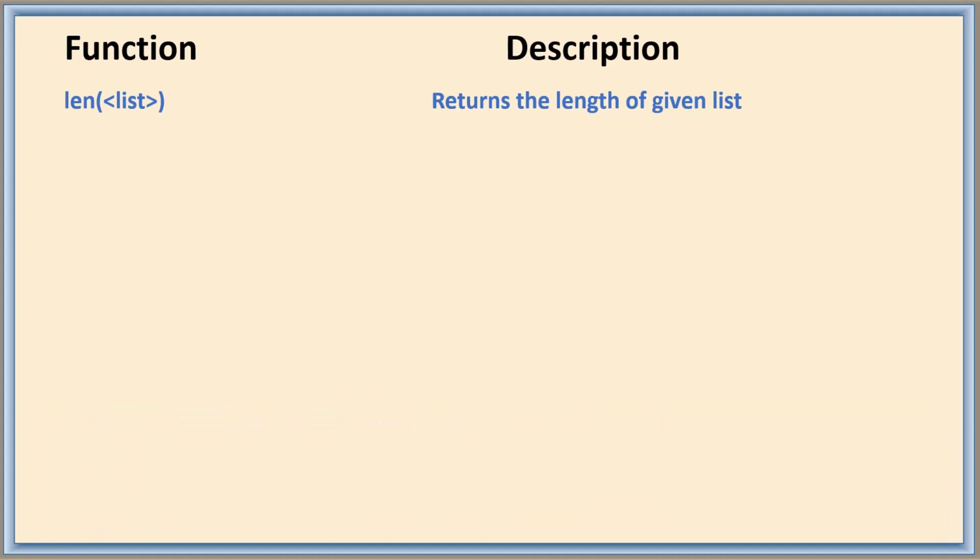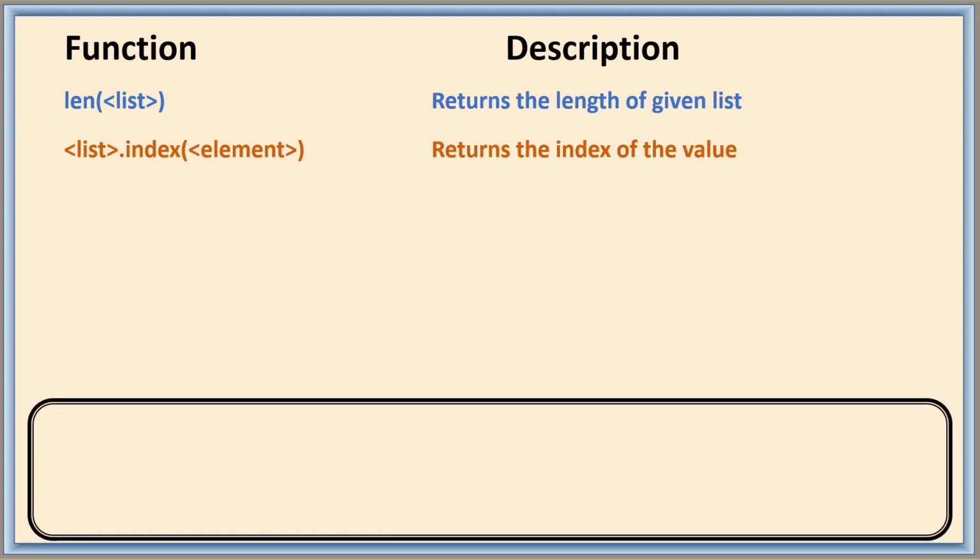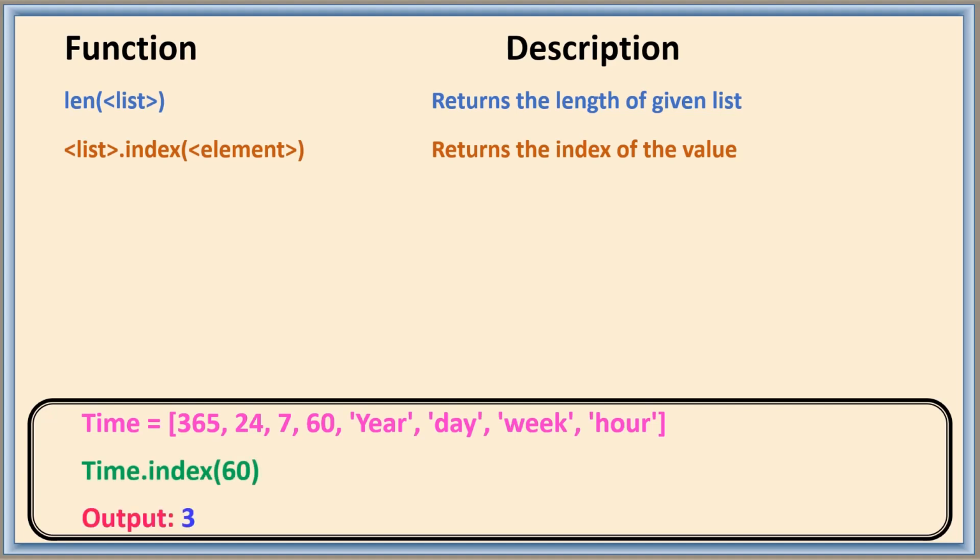If we know the item but we don't know the index number, to get the index number we have a function called index of. So here, list dot index of the item, that is the element we give, will return the index number of that particular item. For example, if I give time dot index of 60, it will return 3 as the result. 365 is 0, 24 is 1, 7 is 2, and then 60 is 3.